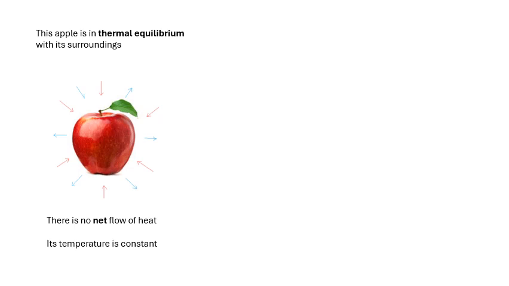Finishing off the video now, something called thermal equilibrium we need to understand. What does that mean? Well, this apple is in thermal equilibrium with its surroundings. It's absorbing heat, it is giving off heat, but there is no net flow of heat. So the amount of internal energy isn't getting bigger or smaller. So its temperature is constant. There is no net flow of heat.